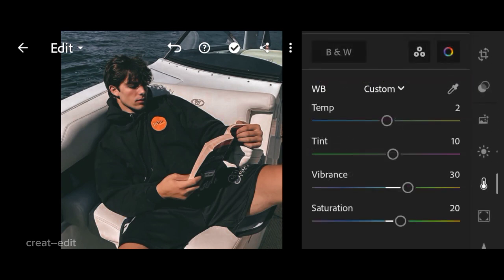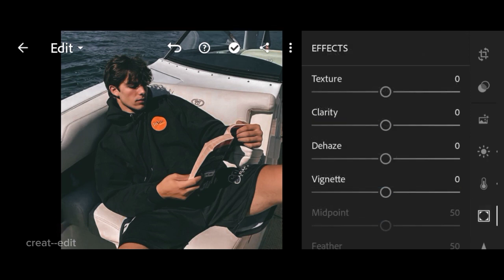Done. Now go to Effects. Clarity plus 20. Dehaze plus 20.